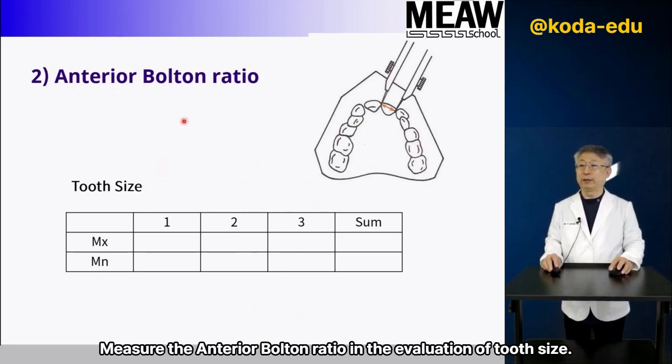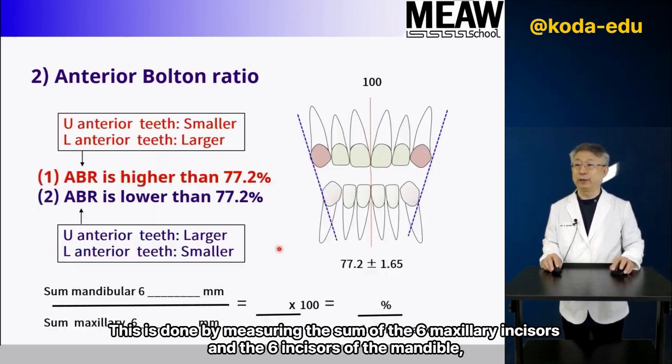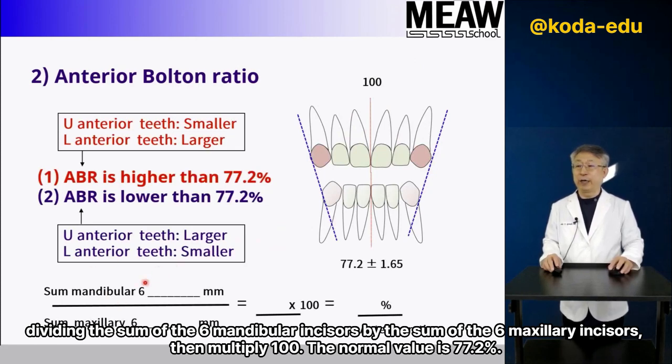Measure the anterior Bolton ratio in the evaluation of tooth size. This is done by measuring the sum of the 6 maxillary incisors and the 6 mandibular incisors, dividing the sum of the 6 mandibular incisors by the sum of the 6 maxillary incisors, then multiplying by 100. The normal value is 77.2.